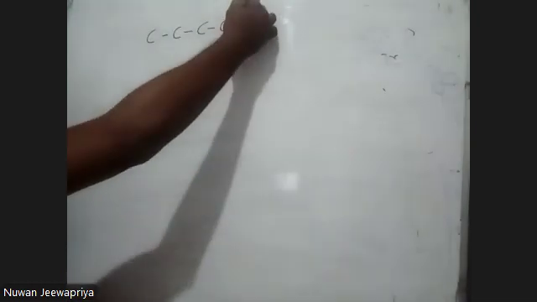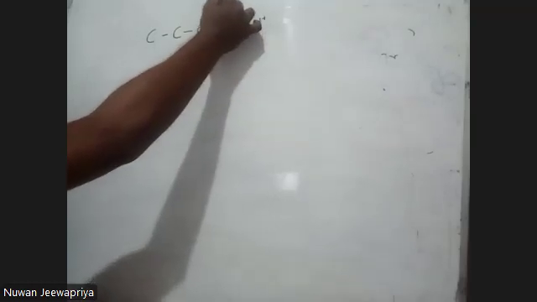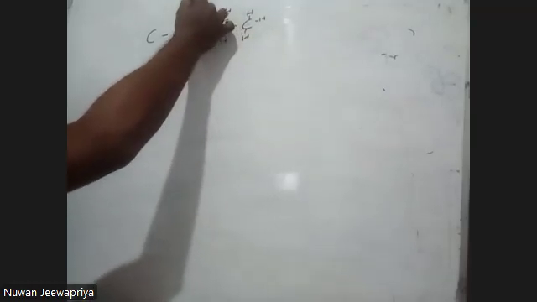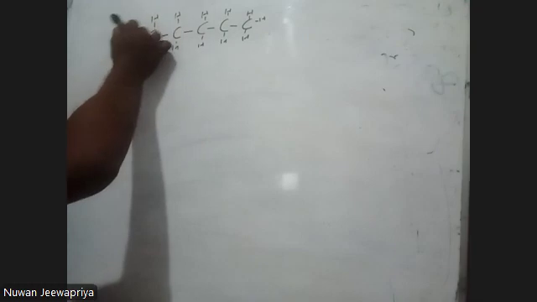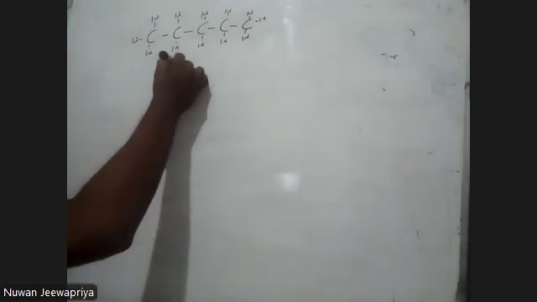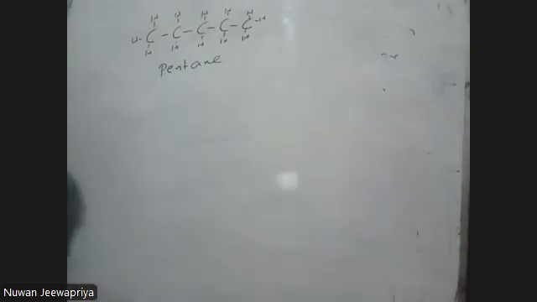I can draw the hydrogen atoms: 2, 3, 4, 5, 6, 7, 9, 10, 11, 12. So this is 5 carbon, so pent, and it is an alkane. So pentane. We'll make a small change here now.